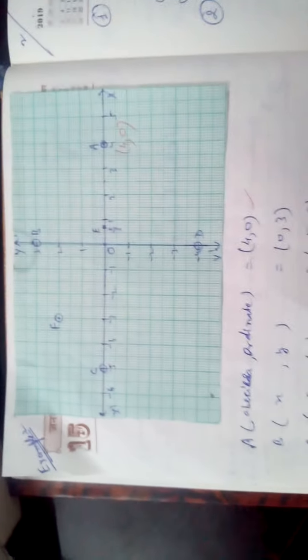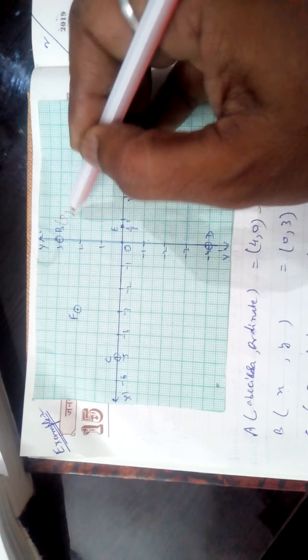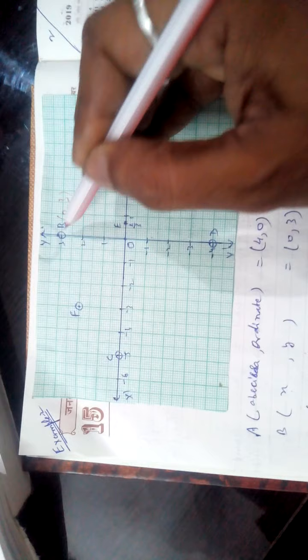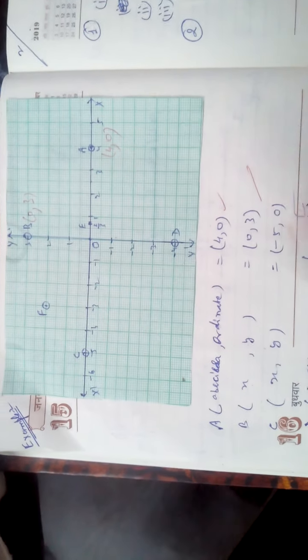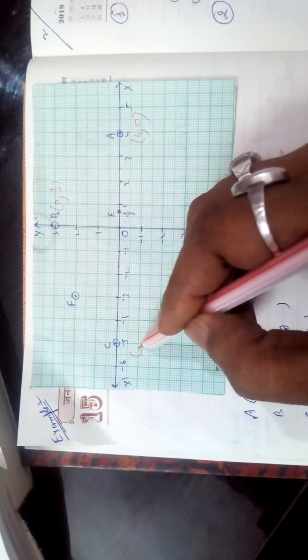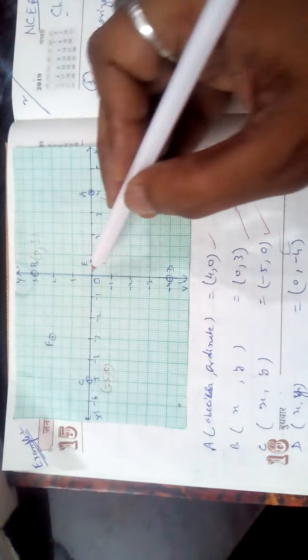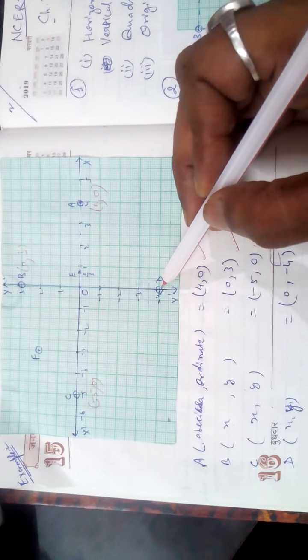Like this, B is x comma y. Where is B? B is here. It is on the y-axis, so x will be 0, as I have told. Then y is 3, so 0 comma 3. What is C? Where is C? C is here, x comma y. On the x-axis, it is -5 comma 0, since y will be 0 on the x-axis. D, where is D? Here. It lies on the y-axis, so x will be 0. So 0 comma -4. Write very carefully for the x-axis and the y-axis.